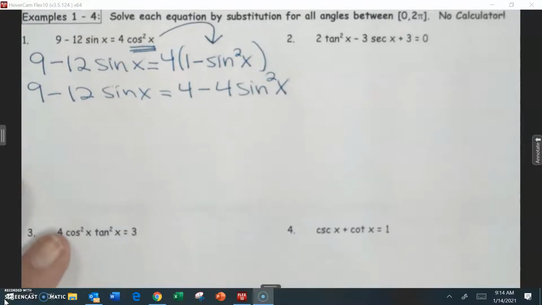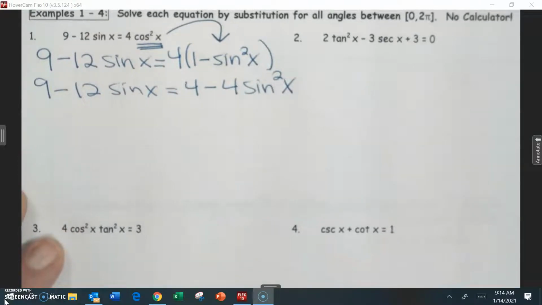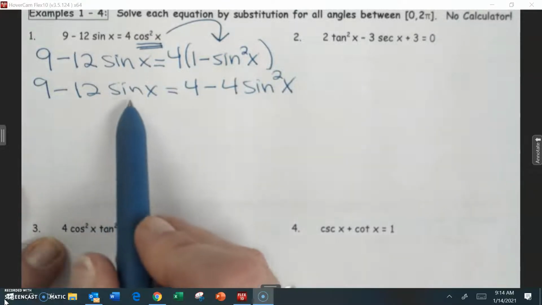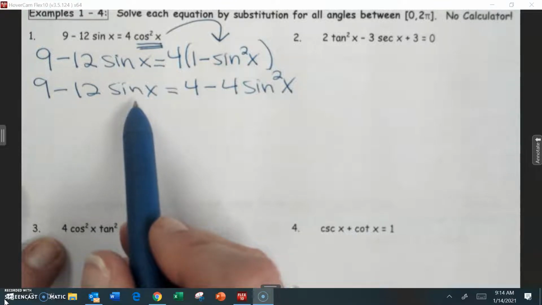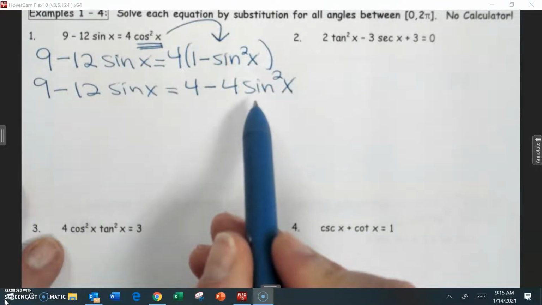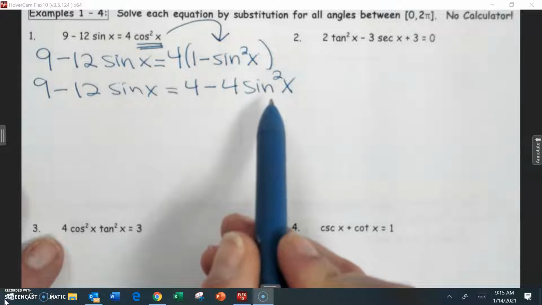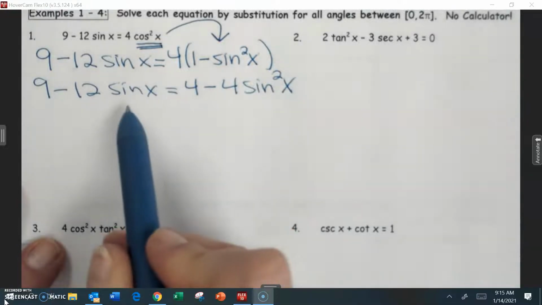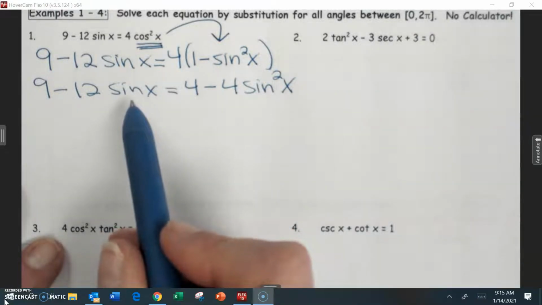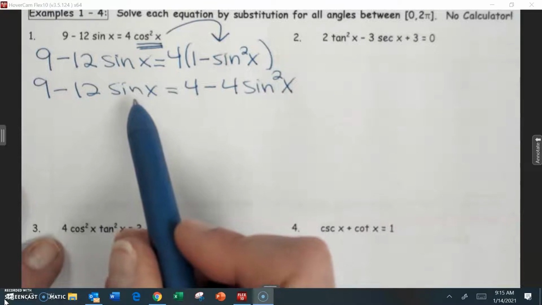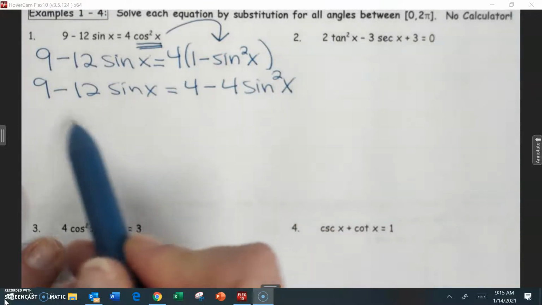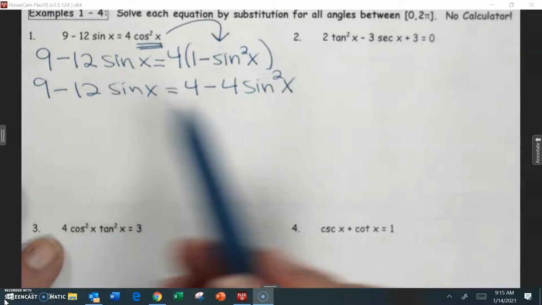Okay. Ooh. You're thinking, that looks even uglier. Now, you know from quadratic relationships that you're never going to get a sine squared of x isolated and a sine of x at the same time. So back when we solved quadratics, we got everything on one side, didn't we? So let's do that now.